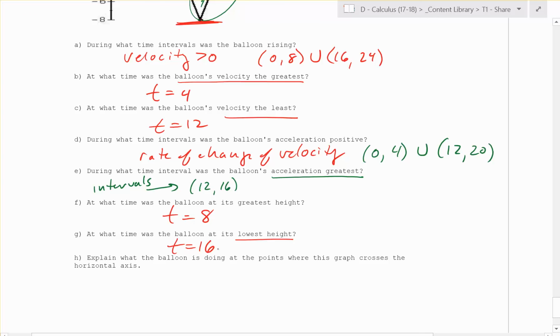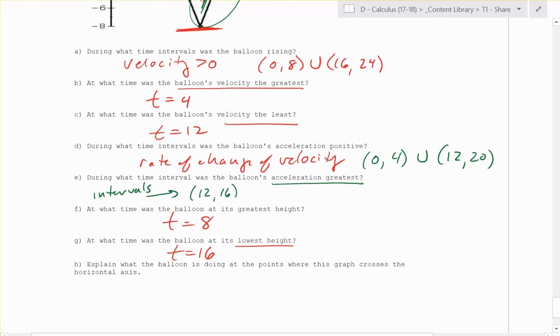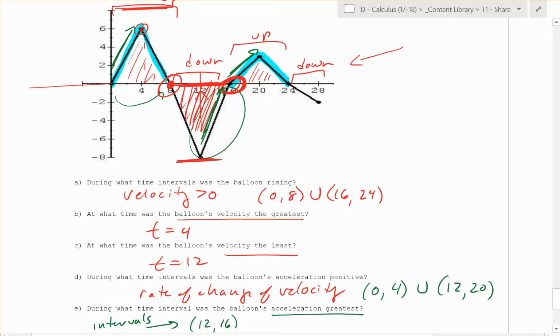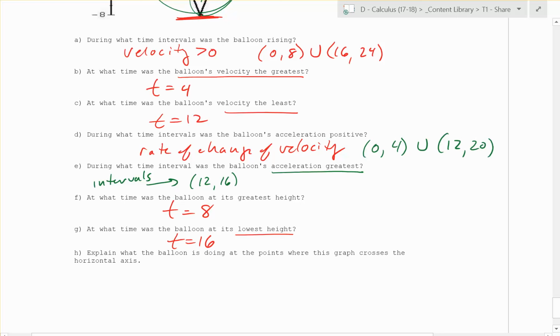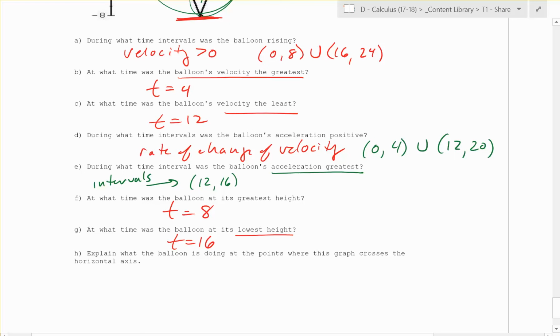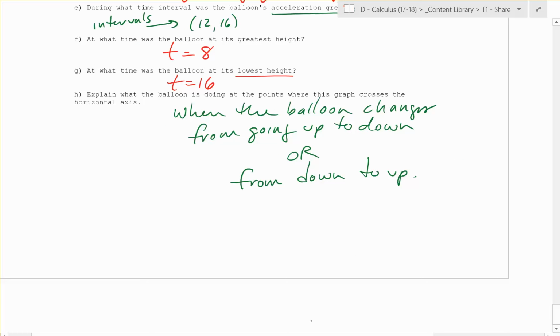And then it says, explain what the balloon is doing at the points where the graph crosses the horizontal axis. So that's this axis right here, the x-axis. It's switching from going up when it's above to going down. Or it's going down and then up all the way to here, and then it goes down. So it's when the balloon changes from going up to down or from going down to up.